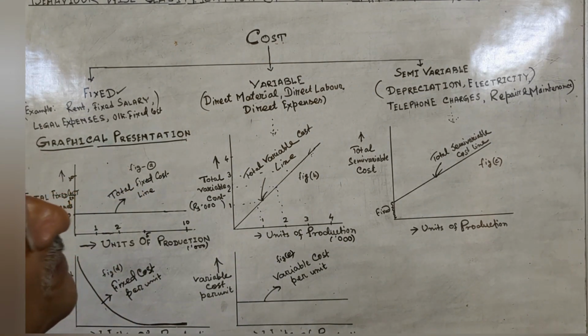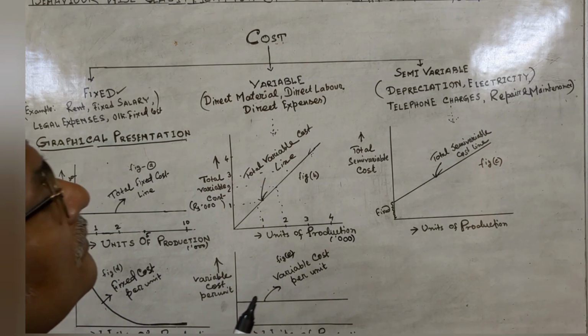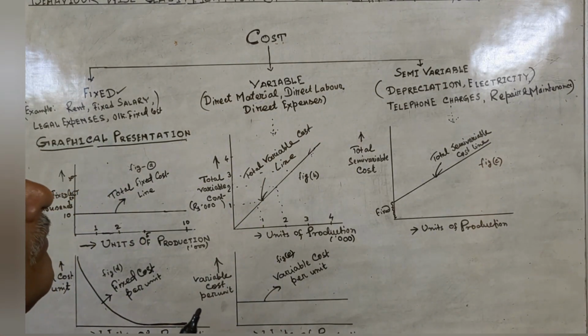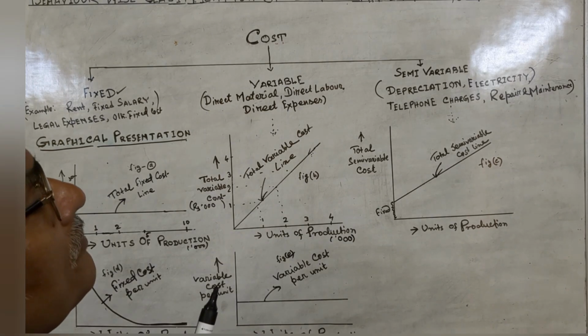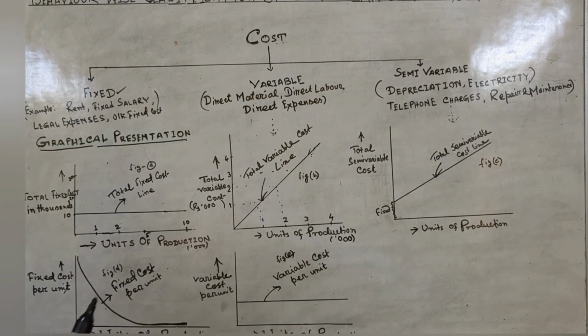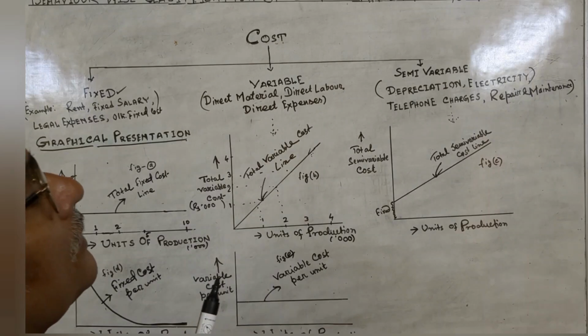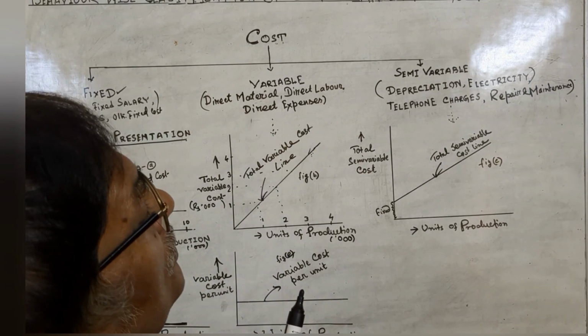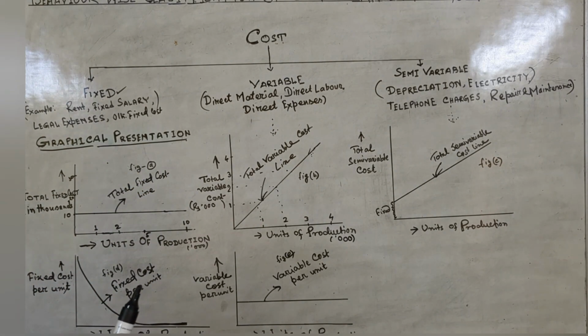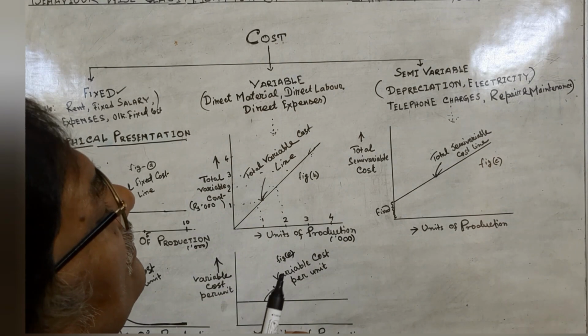That is the fixed electricity charge. And the electricity charges will be increased proportionately if you increase your units of production, if you consume more and more electricity.